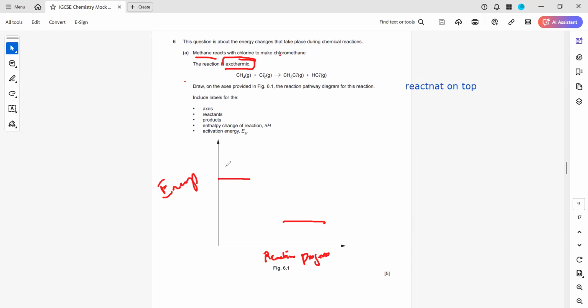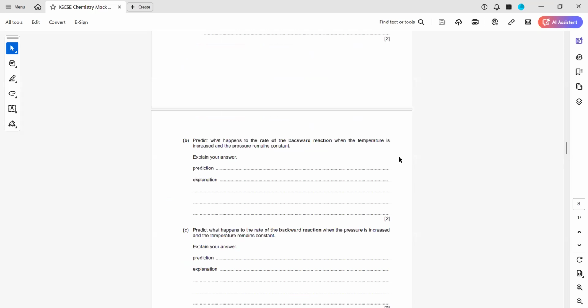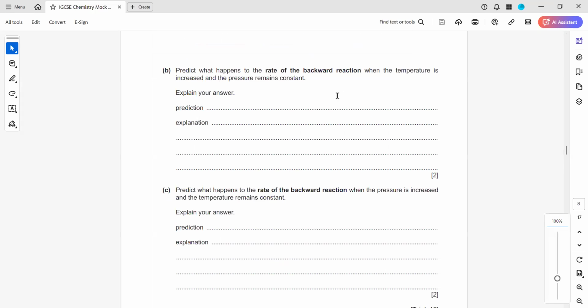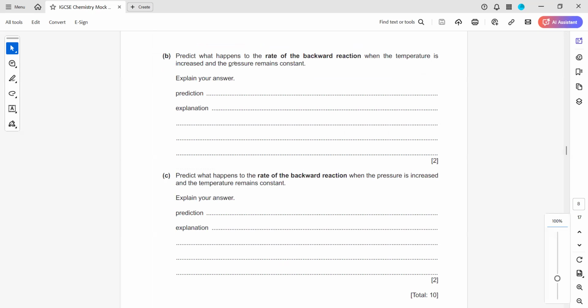So what are the reactants here? Look at this part. What happened when the temperature is increased? The rate will increase, because an increase in temperature increases the number of collisions. Same thing, what happened when the pressure is increased? The rate will also increase, because with increased pressure there will be more collisions between the particles, more successful collisions, or more collisions per unit second. That's why the rate will also increase.